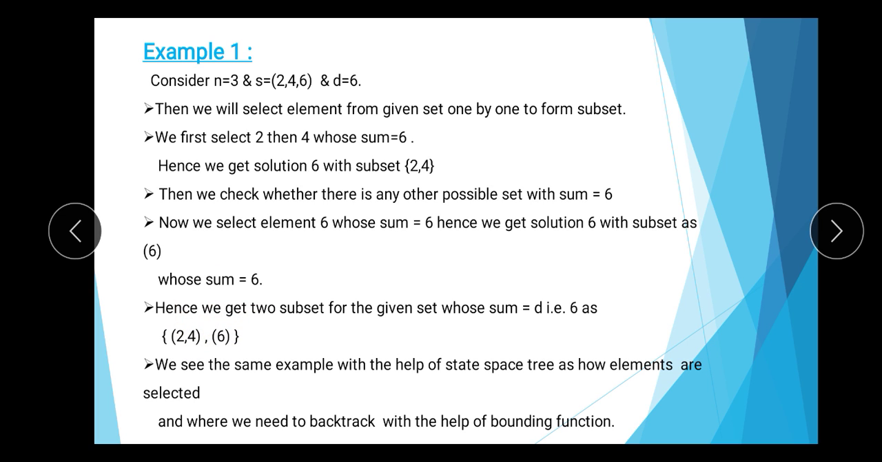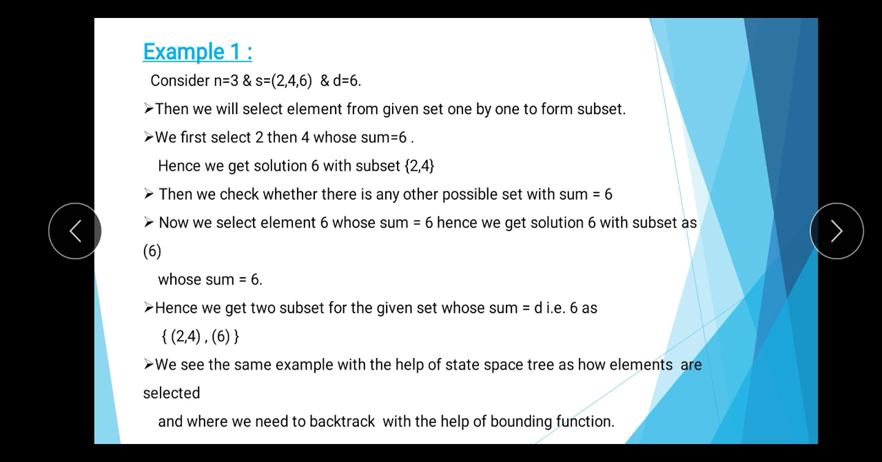As I previously said, there is no need that two subsets have the same number of elements. These two subsets can contain different numbers of elements as shown here. In the first subset we have two elements, whereas in the second subset we have only one element, whose sum is equal to the predefined value, that is 6.